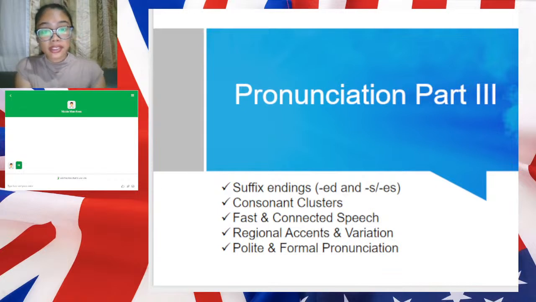Now we are going to take things a little further. I'll start tonight by focusing on regional accents and variations, the pronunciation differences on various regional accents, and then we will also talk about polite and formal pronunciation. So you will hear examples and we will break down what's happening in the sound.